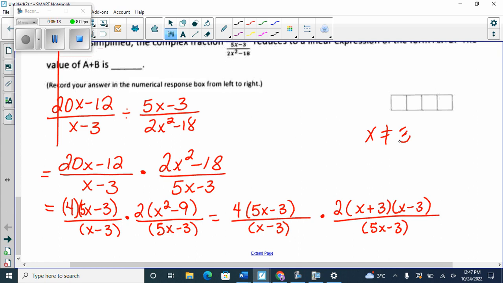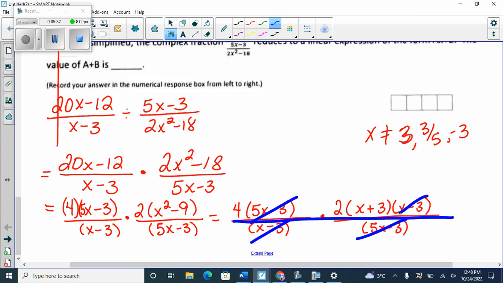X can't equal 3, 3/5, and negative 3. Then you make a full numerator over a full denominator. The 5x minus 3's cancel, the x minus 3's cancel. Can the 4 and the 2 cancel? They're both in the numerator, so no.